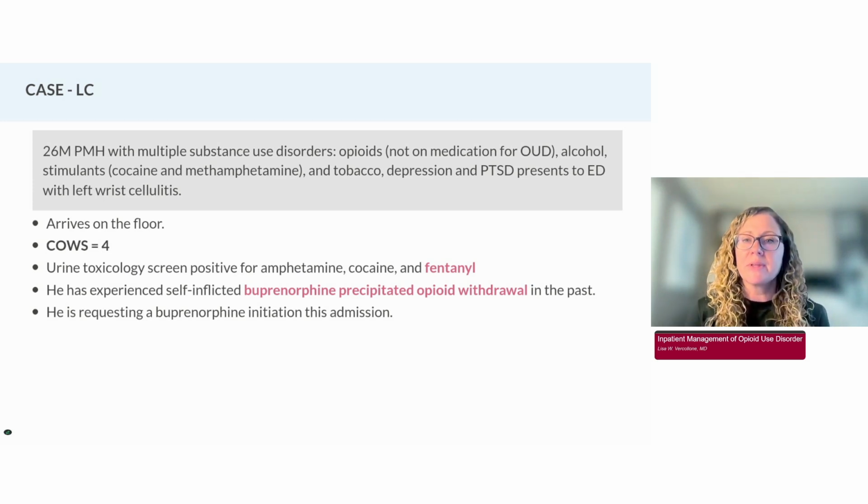When you see him, his COWS is 4. His urine toxicology screen is positive for amphetamine, cocaine, and fentanyl, not surprisingly. He had experienced self-inflicted buprenorphine precipitated withdrawal in the past. However, he is requesting to initiate buprenorphine during this admission.